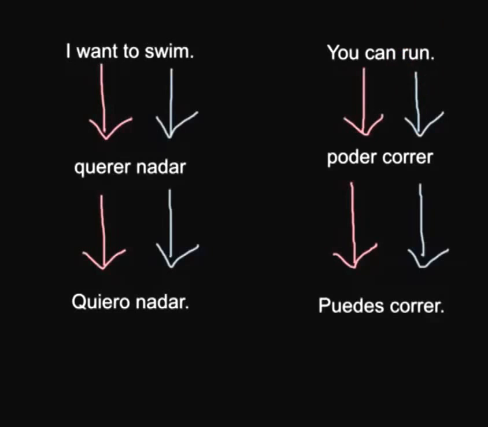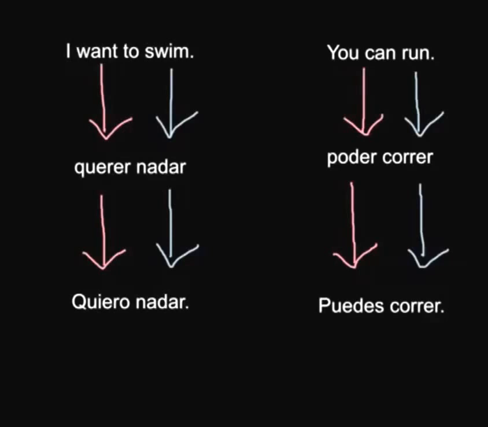In Spanish, these verbs translate as: to want goes to querer, to swim goes to nadar, to be able to or can is poder, and to run is correr. Now what do I do? I have two verbs here. Which one do I conjugate? Well, in Spanish, you always conjugate the first verb and leave the second one in its infinitive form.